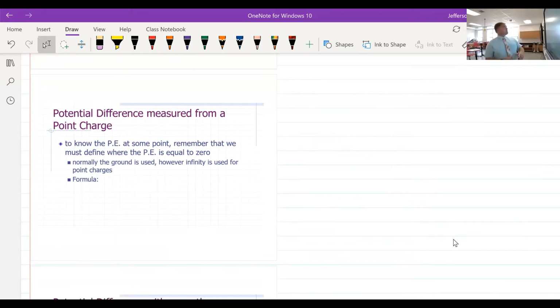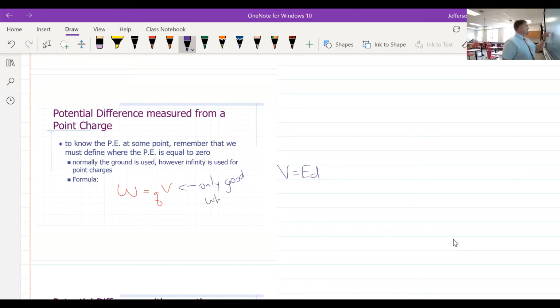Now, if we want to find a potential energy at some point, we have to know where it's equal to 0. Normally it would be equal to Q times V. But let's say you don't have a uniform electric field. This V is only good where, as we did before, V is equal to E times D. That's only good when I have a constant E. If we don't have a constant E, then we have to go back and use our Coulomb's law.